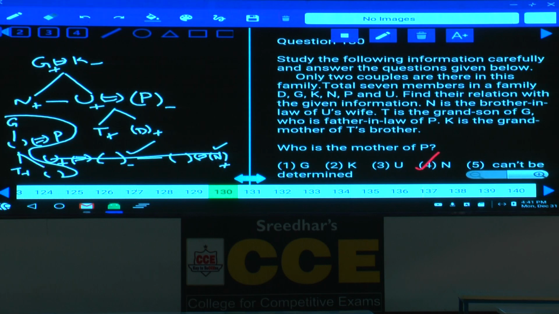Then question number 130. Who is the mother of P? Mother of P is K, that is choice 2. No, who is the mother of P? Sorry, mother of P cannot be identified. This person is the mother-in-law, hence cannot be determined is the choice. Now P's parents were not given.